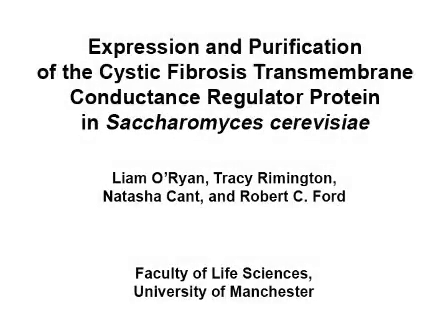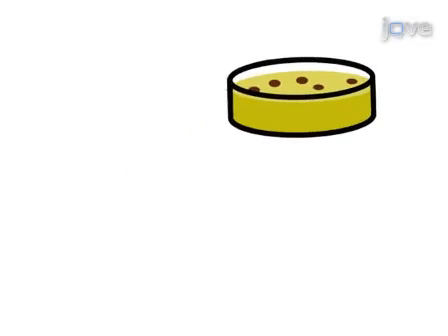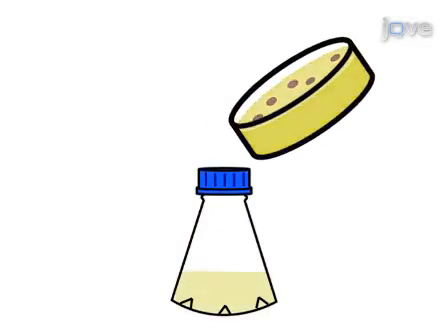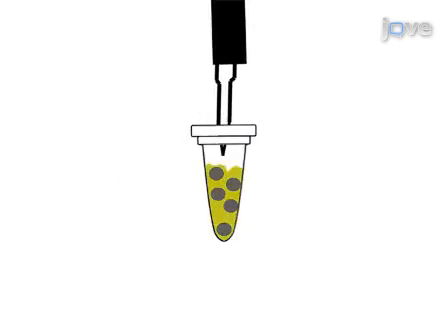The overall aim of this procedure is to express milligram amounts of CFTR protein in Saccharomyces cerevisiae. This is accomplished by first selecting transformant colonies for growth and expression trials in 50 milliliter cell cultures. Next, the cells are lysed and CFTR expressing colonies are identified.